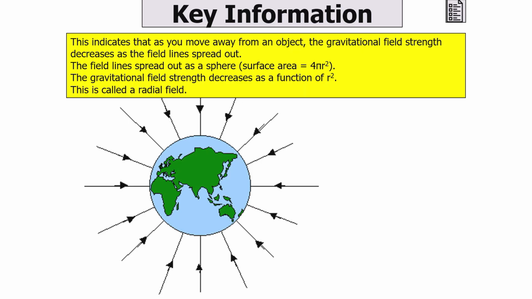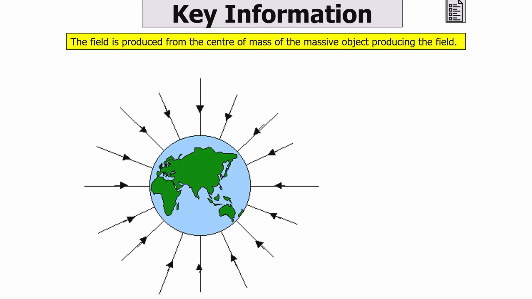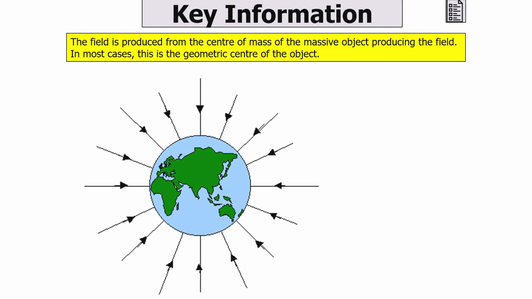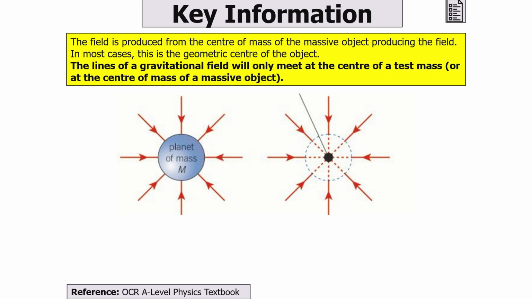Now we note that the field extends all the way to infinity, but it gets weaker as the distance from the centre of mass of the objects increases, eventually becoming negligible at long distances. Now the field is produced from the centre of mass of the massive object producing the field. In most cases this is the geometric centre of the object. It is not the surface of the object. The lines of a gravitational field will only meet at the centre of a test mass or at the centre of mass of a massive object.